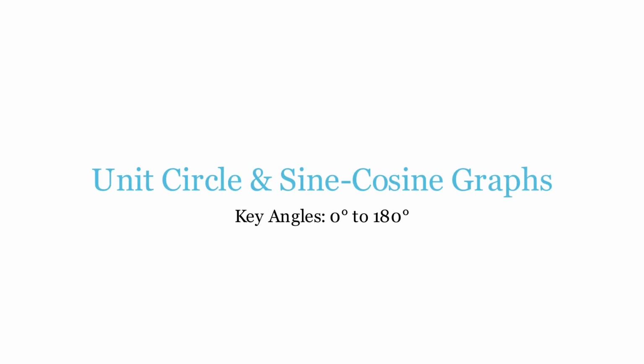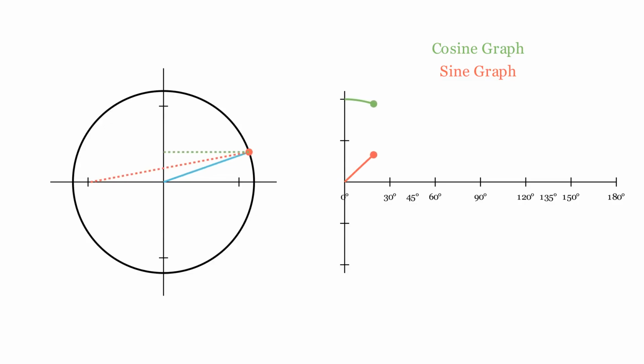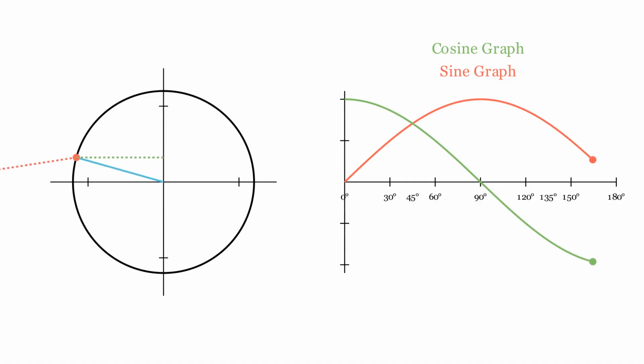Welcome to the unit circle and sine cosine graphs. We'll rotate from 0 to 180 degrees and observe how the sine and cosine values change. On the left, the unit circle shows the radius rotating. On the right, the sine and cosine graphs are drawn live.